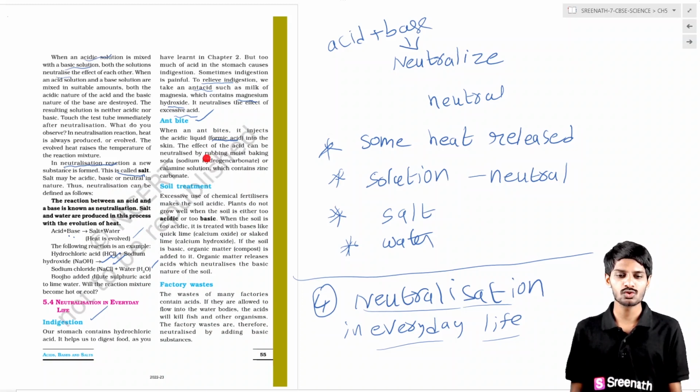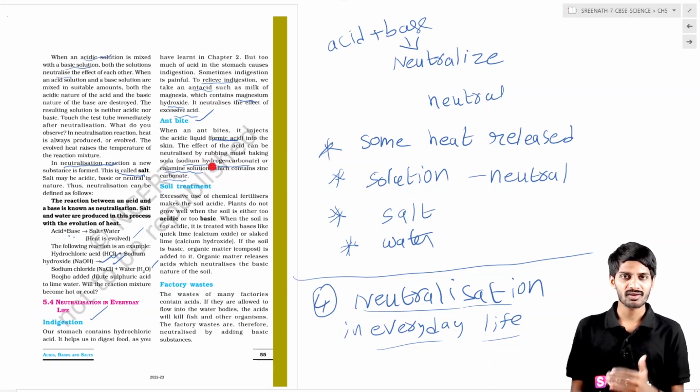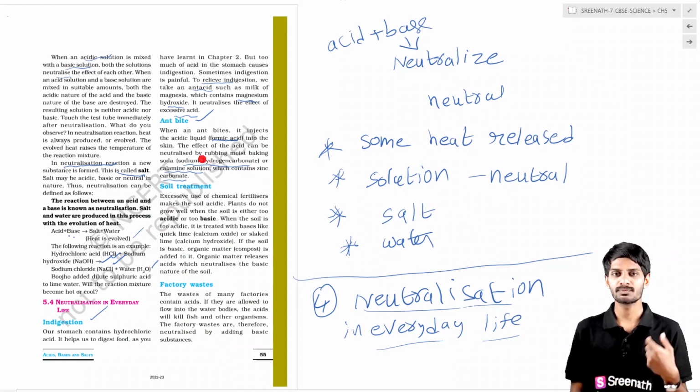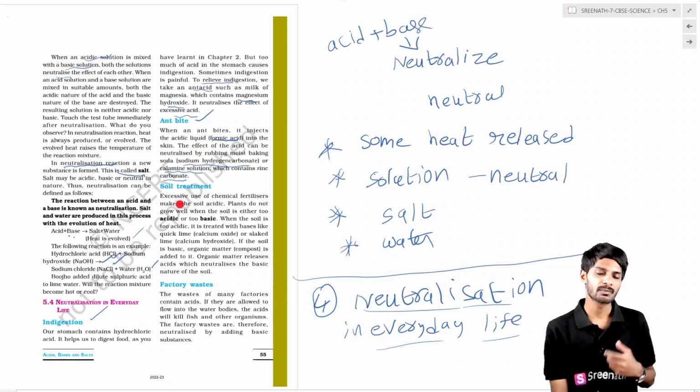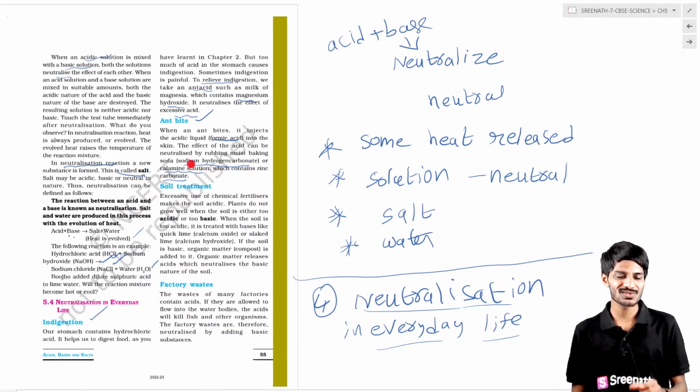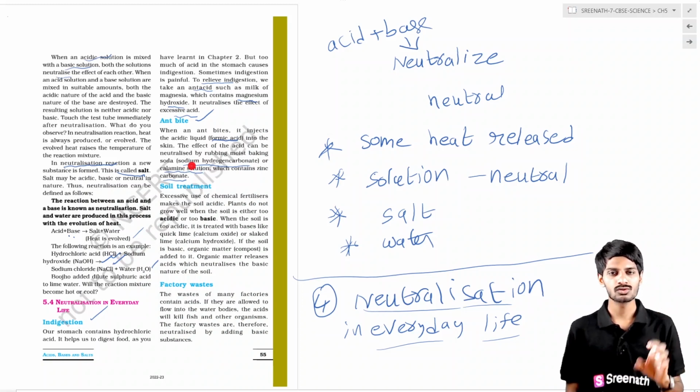So what is the base you can use? The effect of acid can be neutralized by rubbing moist baking soda. What is it? Moist baking soda, which means sodium hydrogen carbonate, or calamine solution, which contains zinc carbonate. Either sodium hydrogen carbonate or zinc carbonate. These two are the bases. By rubbing with these two bases, you can get relief from that pain and burning sensation, because formic acid has an acidic nature. To neutralize that acidic nature, you need some base. Only a base can neutralize that acidic effect. So for that reason we use sodium hydrogen carbonate, which is a base, or zinc carbonate. So this is another situation in our life where we use neutralization.